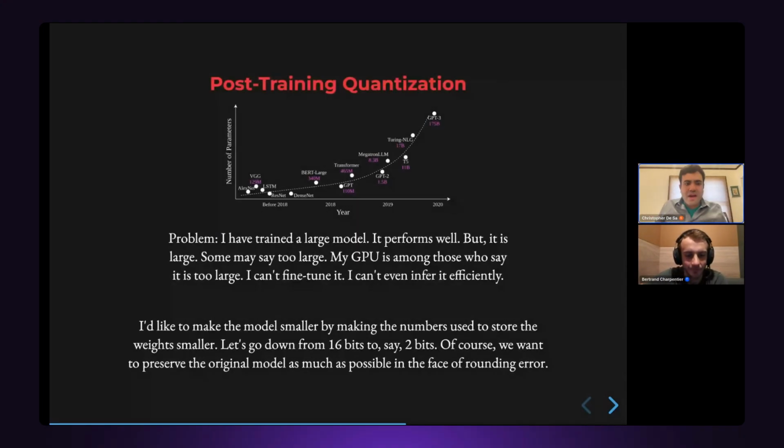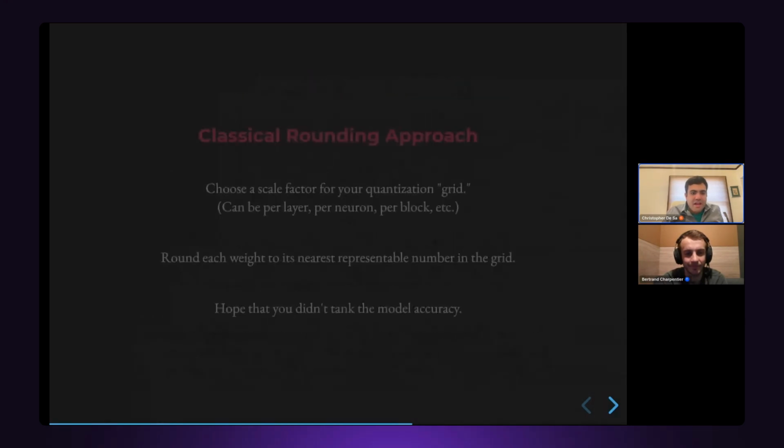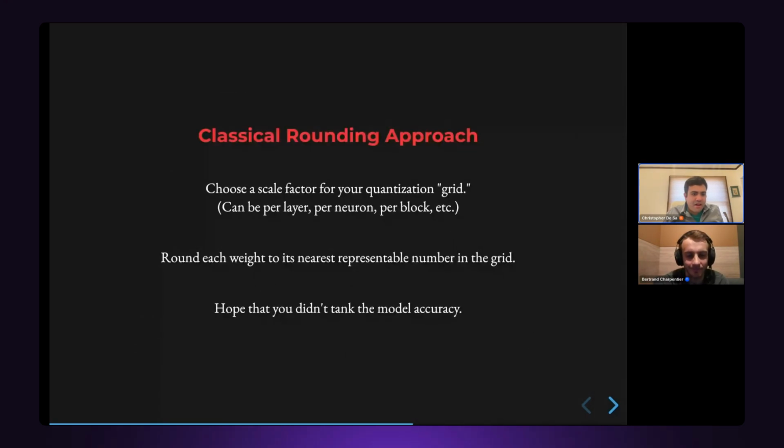Next, I want to talk about the second topic very briefly, because I'm running quite low on time. It's post-training quantization, compression. So the idea is you have a big model, you want to make it smaller. And the classical rounding approach that people used is that they choose a scale factor for their grid, and then you round each of your weights to the closest number in the grid. So like you round it to the nearest integer, and then you check your accuracy and you hope that it wasn't too bad.